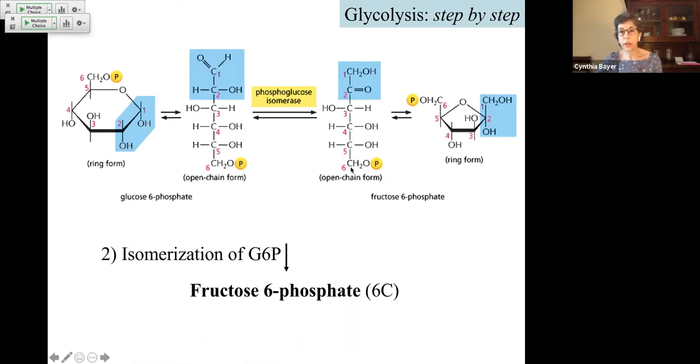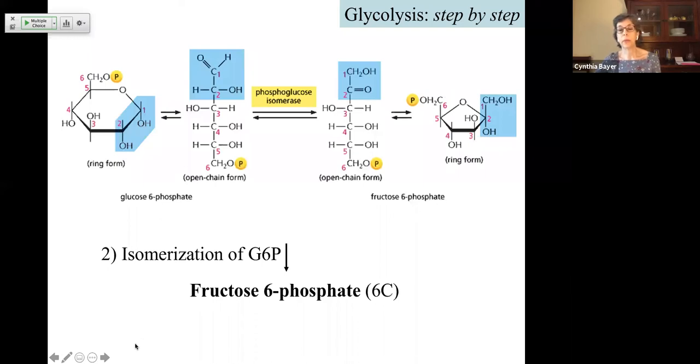And then this linear form of this 6-carbon sugar will be converted to its ring form. Again, this enzyme is doing all of these steps. And the ring form will form the ring in a slightly different way. So now we have a 5-sided ring instead of a 6-sided ring. We still have 6 carbons, but now 2 of the carbons are extending above the plane. So carbon 1 is extended above the plane of the ring, as well as carbon 6. So this isomerization didn't require any energy for this conversion to occur. Glucose 6-phosphate has been converted to fructose 6-phosphate.